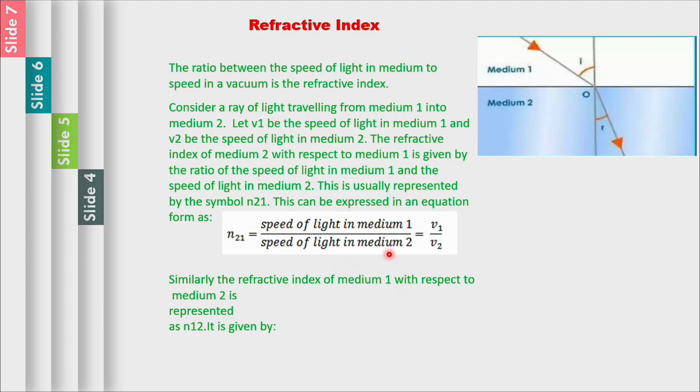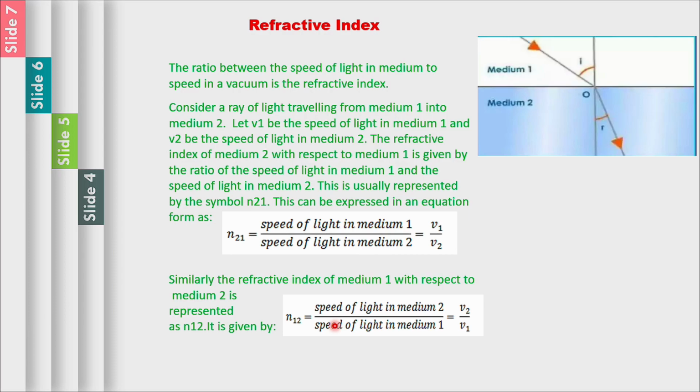Similarly, the refractive index of medium 1 with respect to medium 2 is represented as N12. It is given by just the opposite of the previous one. Here N12 is equal to speed of light in medium 2 divided by speed of light in medium 1, that is V2 divided by V1. So like that you can define the refractive index.